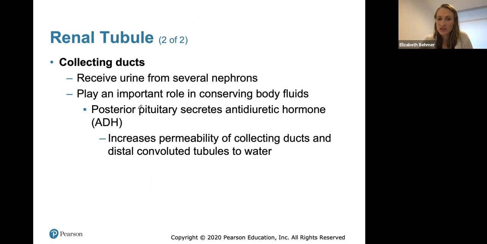And the posterior pituitary will secrete antidiuretic hormone, which is ADH, and ADH will increase the permeability of your collecting ducts and distal convoluted tubule to water. And that might be a test question. So ADH will act on your collecting ducts and the distal convoluted tubule to increase the permeability of them to water to absorb more water back into the bloodstream.